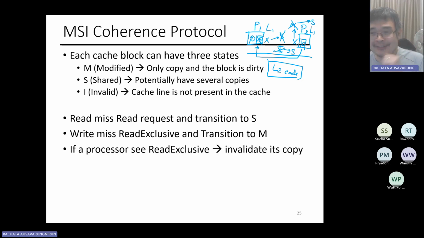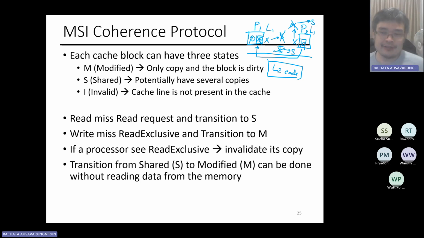If you see read exclusive, basically it means someone wrote to the same block. I transition to invalid. And the transition from share to modify can be done without reading the data from memory. I don't need to actually go to the memory to check, right? Are you all with me so far?